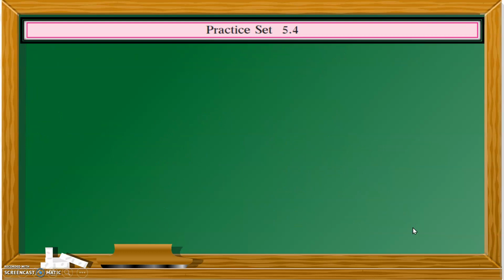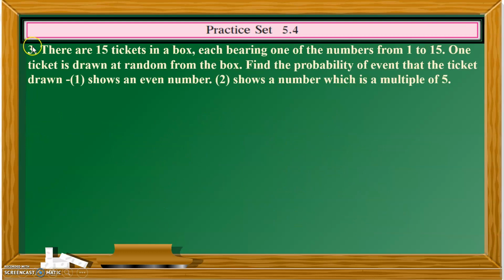Let us go to the next question. I'm taking the third question now. There are 15 tickets in a box, each bearing one of the numbers from 1 to 15. One ticket is drawn at random from the box. Find the probability of event that the ticket drawn shows an even number and shows a number which is a multiple of 5. Let us start with the sample space.